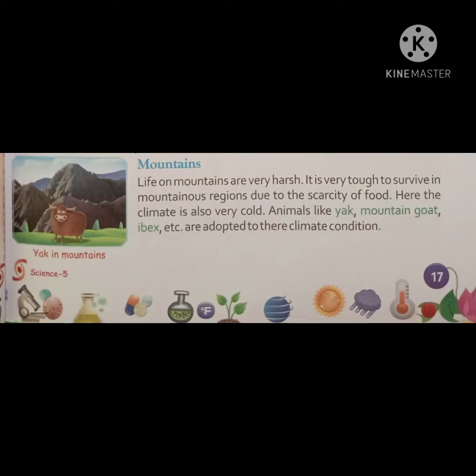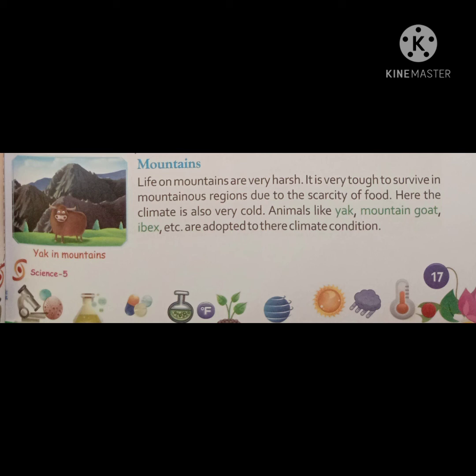Next, mountains. Life on mountains is very harsh. Can you say the names of mountains? All of you read this. Okay. It is very tough to survive in the mountainous region due to the scarcity of food. In the mountains, animals or living things cannot find any food, and if humans live there, they cannot cultivate their food. So it is very hard to find food in the mountains, and very tough to survive.